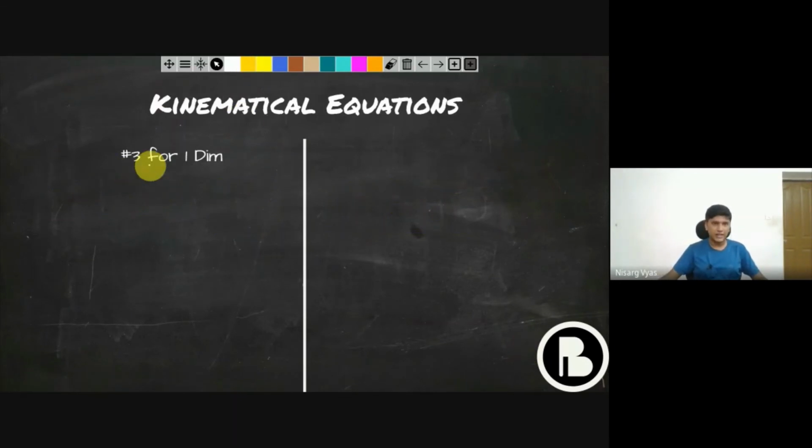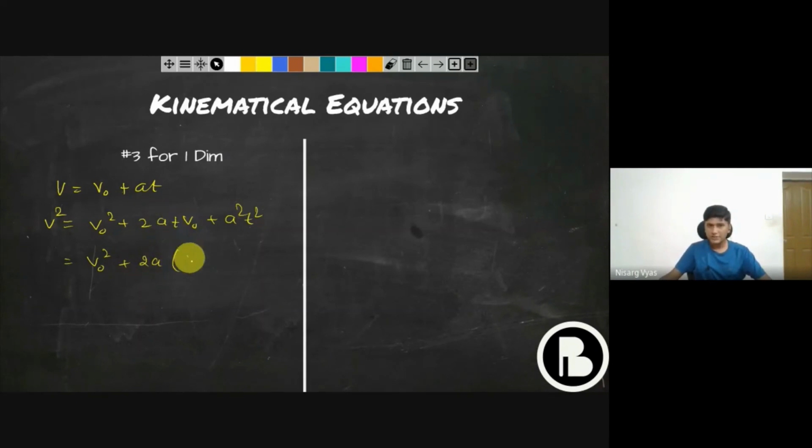Moving on to the third equation, which is only valid for one dimension. You will realize soon why. But the third equation, which is only valid for one dimension, is derived from this equation, v equal to v naught plus at. So you just take the square on both sides. V squared equals v naught squared plus 2a t v naught plus a squared t squared. And if you take 2a common out from both of them, then whatever remains is v naught t plus half at squared.